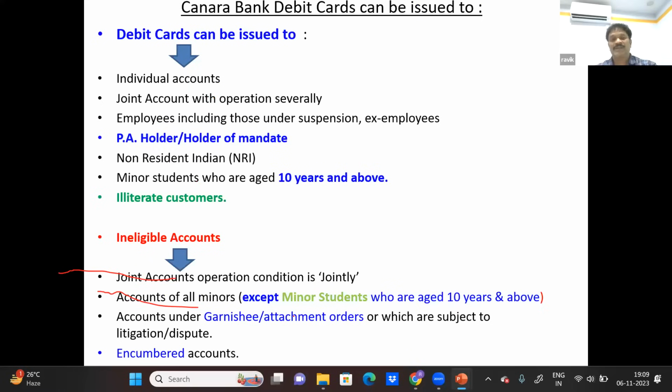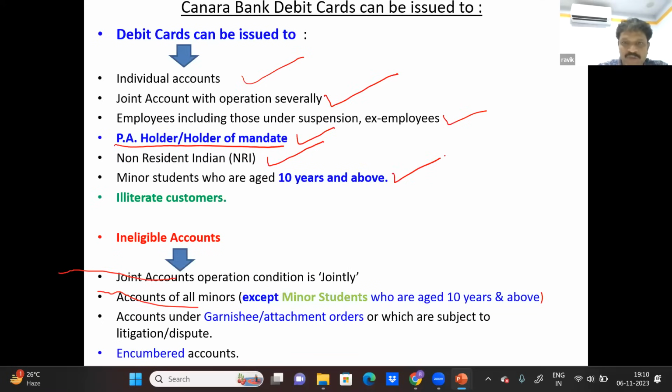Now, debit cards issued. Whom can we issue debit cards? Very important. Debit cards, this is a very important slide. Individual accounts, you know very well. Joint accounts with severally, you know very well. Employees under suspension, yes, it is permitted. Employees under suspension, so no problem. Okay. Power of attorney holder, we will get confused. Power of attorney holder, holder of mandate also, we can issue. NRIs, we can issue. Minor students who are aged 10 years and above, we can issue. Most dangerous, illiterate customers. As per your bank policy, illiterate customers also we can issue debit card.